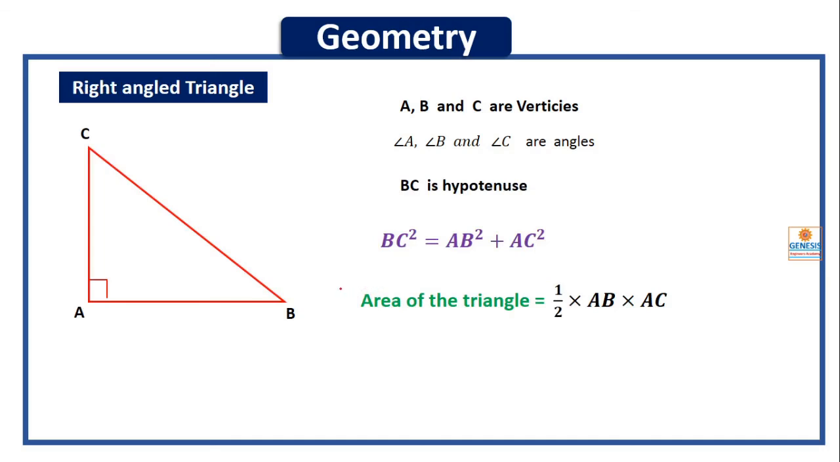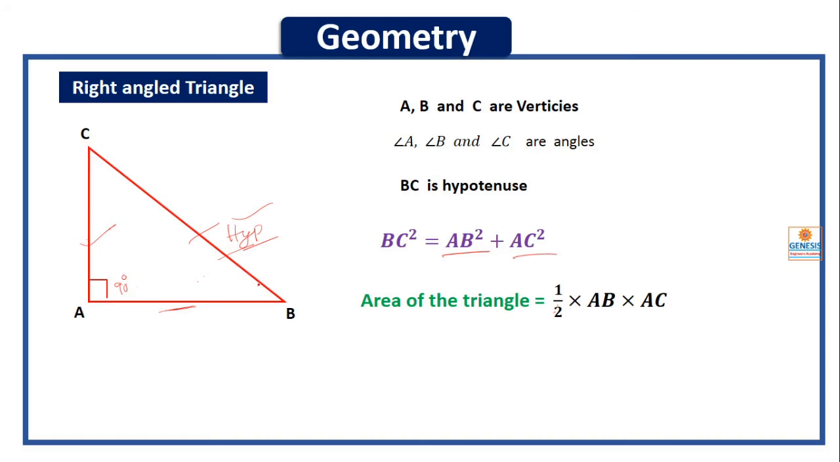So, right angled triangle. Right angled triangle means one of the angles is 90 degrees, and the side opposite to 90 degrees we call the hypotenuse. From Pythagoras theorem, AB square plus AC square is equal to BC square. If it is 90 degrees, AC happens to be the height and this is the base. So the area is AB into AC by 2, this is a right angled triangle.